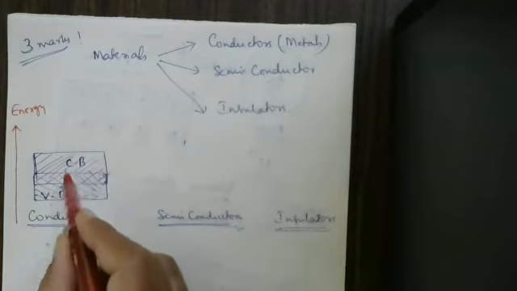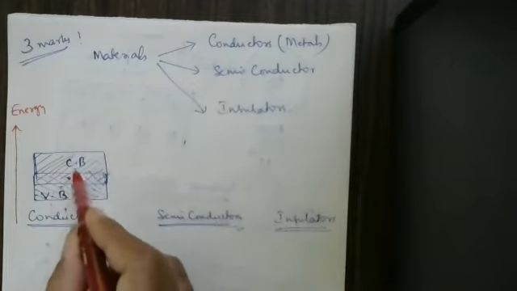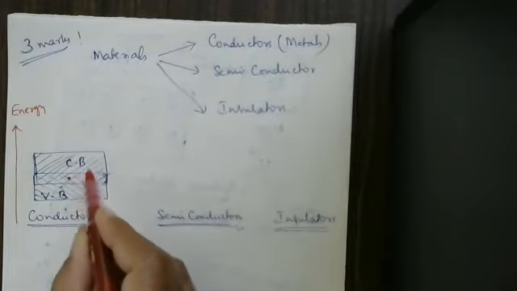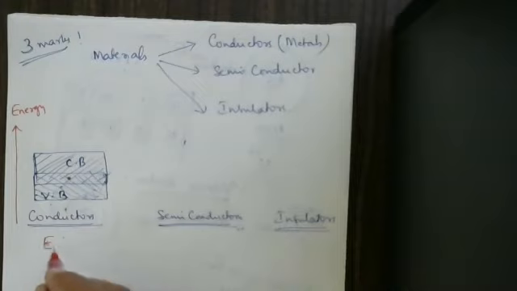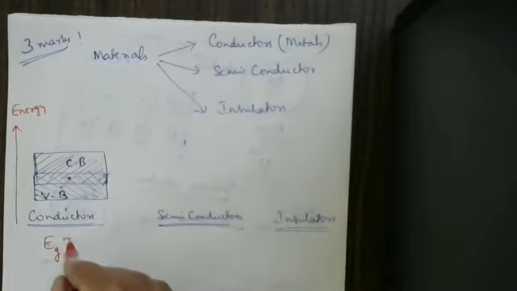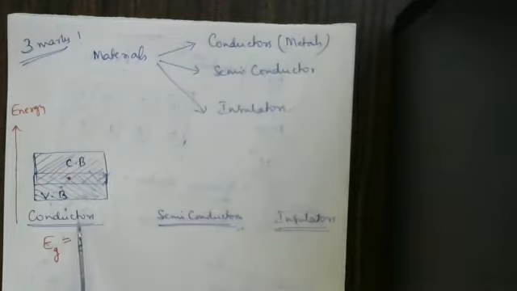Therefore, the energy difference between the valence band and the conduction band is 0. The difference in energy is called the energy gap. This energy gap is equal to 0. Where is it 0? In the case of conductors. For a conductor, the valence band and conduction band are overlapped. There is no difference between the valence band and the conduction band.